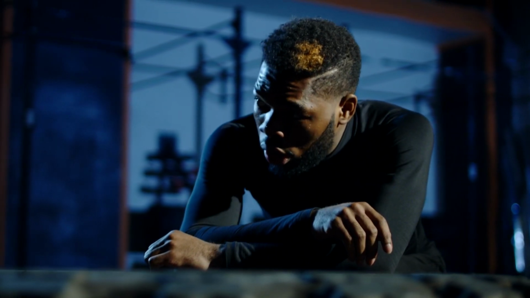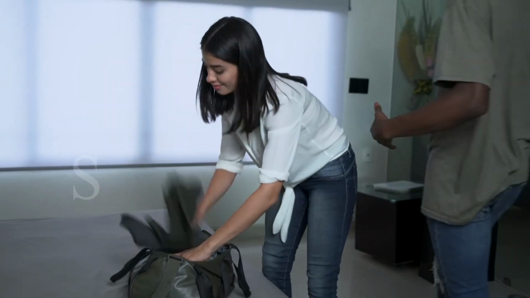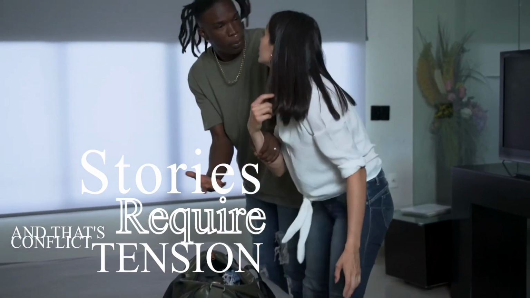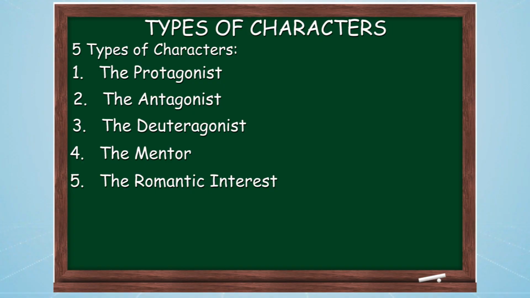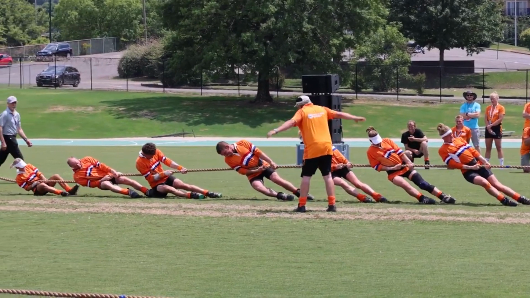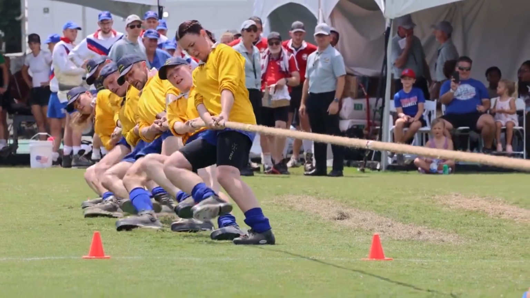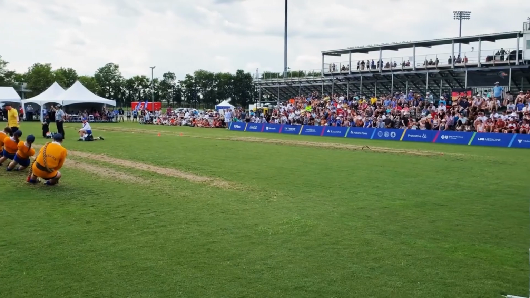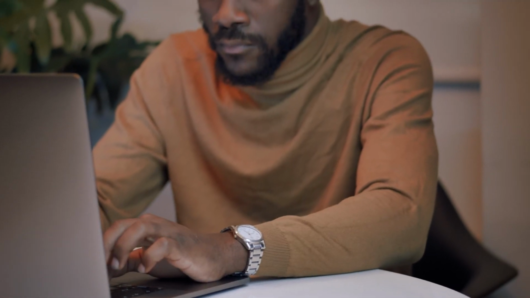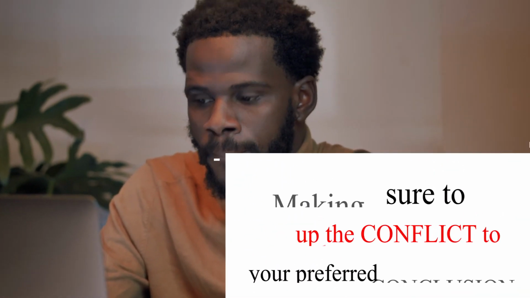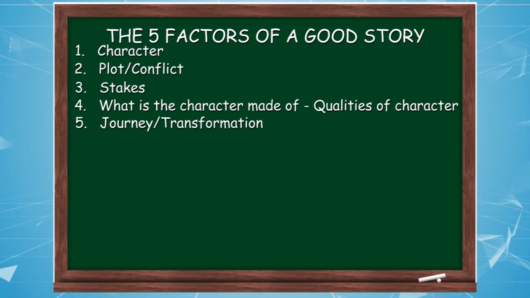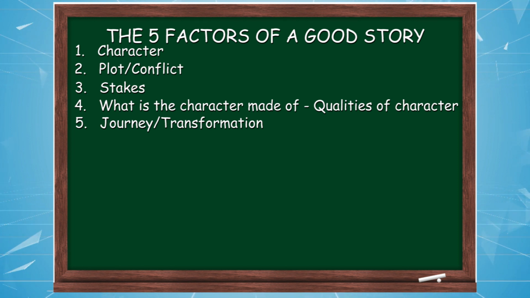As for the conflict part of it, please understand that stories require tension, and that's conflict. Remember when we were listing character types? We mentioned the constant push and pull between the protagonist and antagonist, where one person is going this way but the other is pushing the other way. Picture it as a tug of war, and everyone is waiting to see who wins. This is the story you plot from beginning to the end, making sure to play up the conflicts to your preferred conclusion.